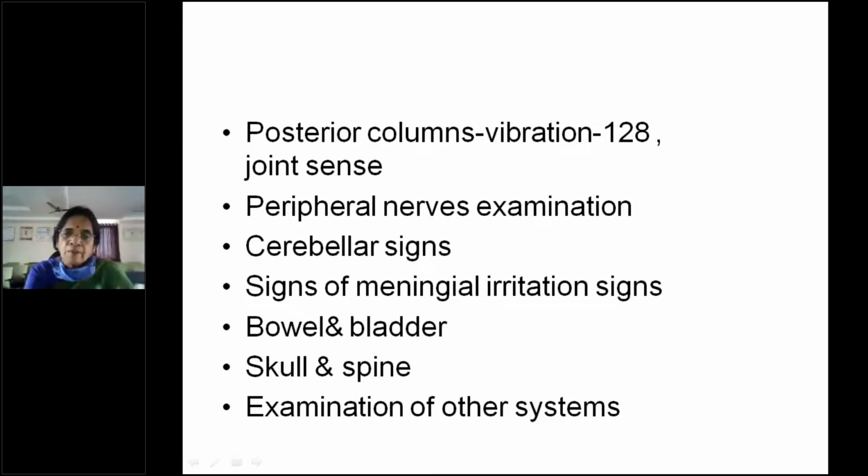So you have to look for the neck sign, then the Kernig sign and Brudzinski's neck sign, and then examine the leg sign. Then bowel and bladder: is there any disturbance of the bowel and bladder? Is there any retention or incontinence? There are various types of bladder abnormalities.